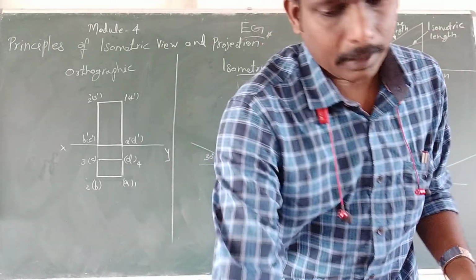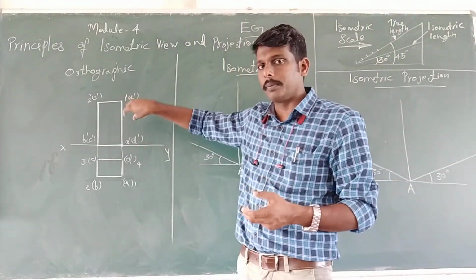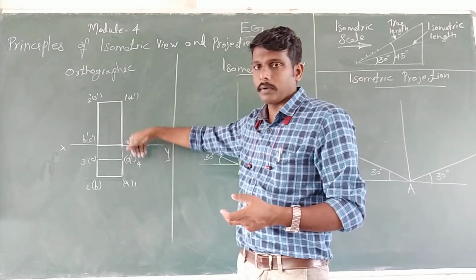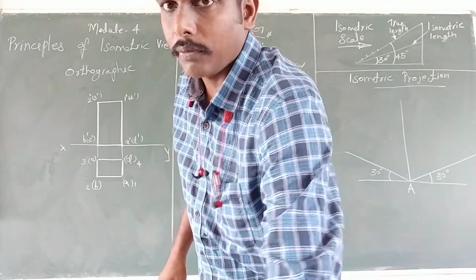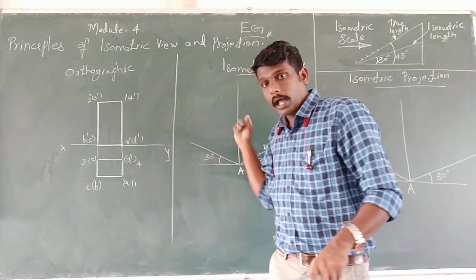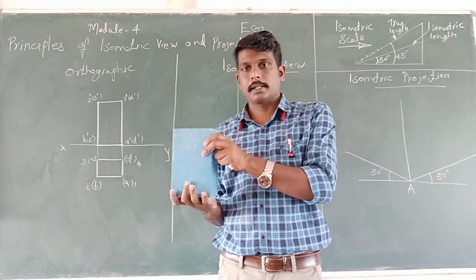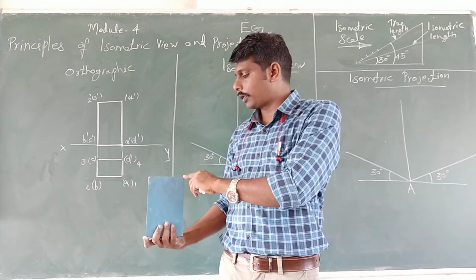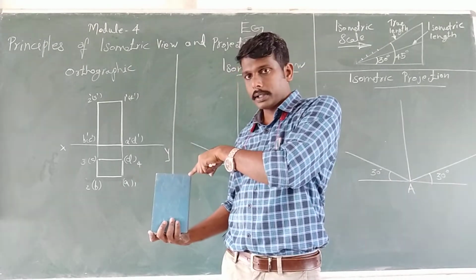That means in orthographic projection, we look at the object perpendicular to VP, that is the front view, and perpendicular to HP, that is the top view. But in isometric projection, there is only one view, that is viewing the object exactly perpendicular to the solid diagonal.